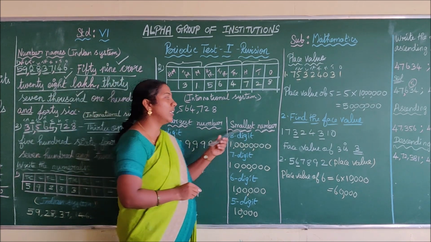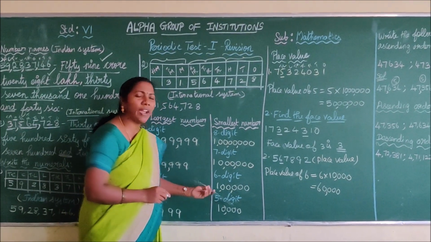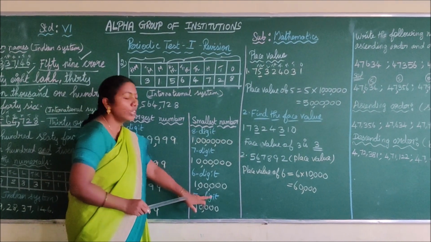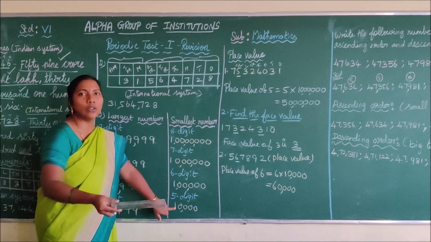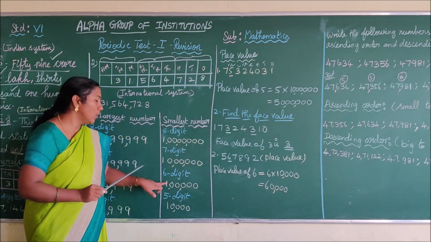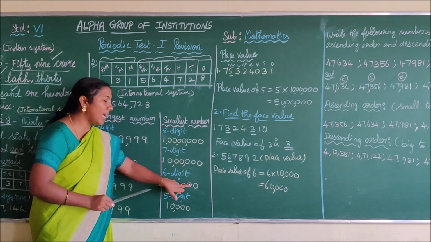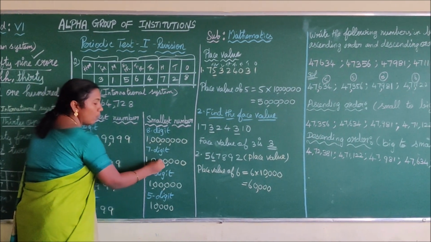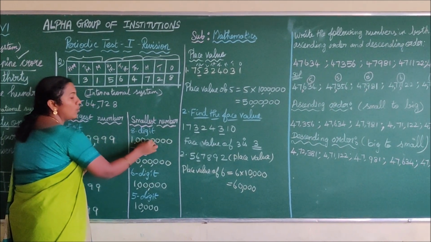Next we are going to write the smallest numbers. Let us see first the smallest 5-digit number. How can you write it? For the smallest 5-digit number, first you have to write 1. Then along with 1, you have to add 4 zeros. Smallest 6-digit number means to 1 you have to add 5 zeros. Smallest 7-digit number means to 1 you have to add 6 zeros. Smallest 8-digit number means to 1 you have to add 7 zeros.